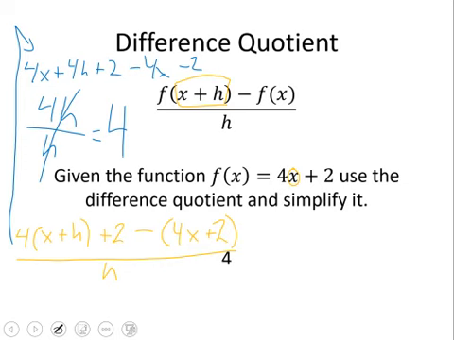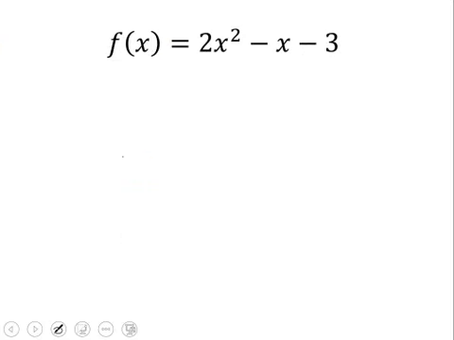So if the function always has a slope of 4, that means that our difference quotient should always be 4, which we see here it is. Okay, all right, so now let's make it a little bit more complicated and use one slightly different. So we have this, which is more of a curve. It's a parabola opening upward. And what we want to do here is the same thing. We want to find our difference quotient.